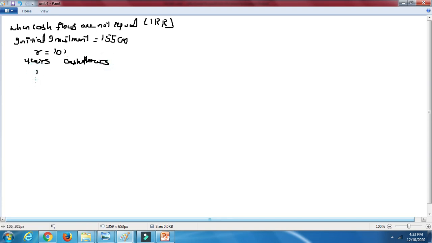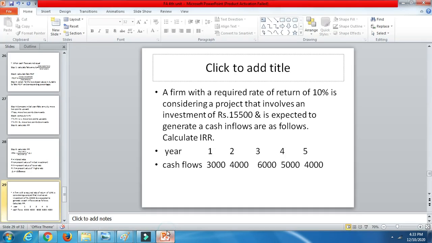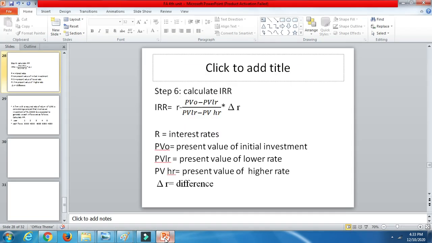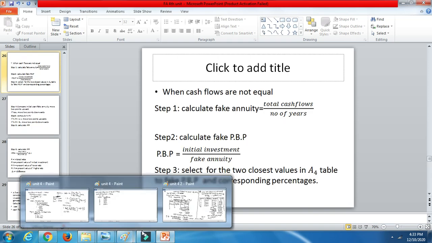Years are 1 to 5. Cash flows are 3,000, 4,000, 6,000, 5,000 and 4,000. IRR is what we are asked to calculate. So let's start doing this problem. What's the first step that I have given? Calculate fake annuity. So let's do that.